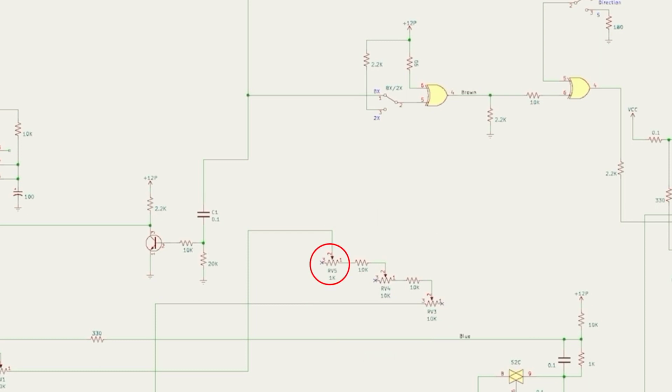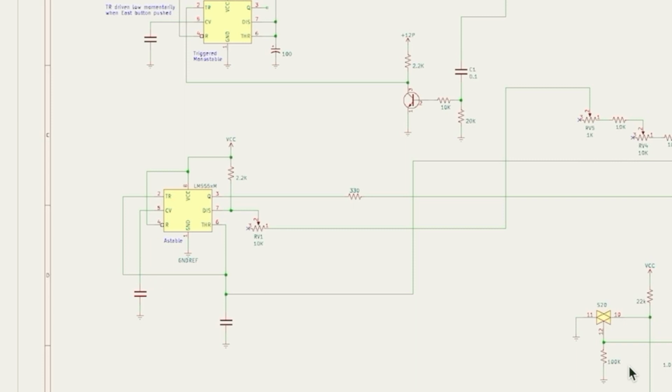RV5 is the tracking speed knob on the hand controller for the user to use. The other variable resistors are set at the factory. This lower 555 timer is configured to provide a square wave clock output at pin Q, with the frequency determined by the resistor series we just looked at on the DIS pin and a capacitor at the THR pin. Nominally, it would be about 200 Hz.